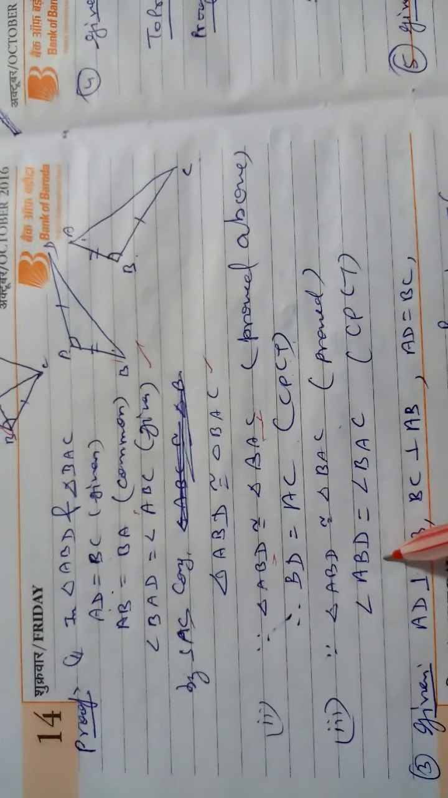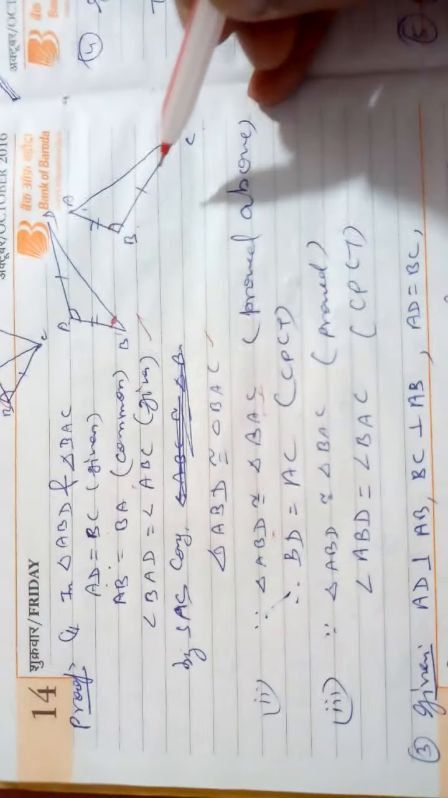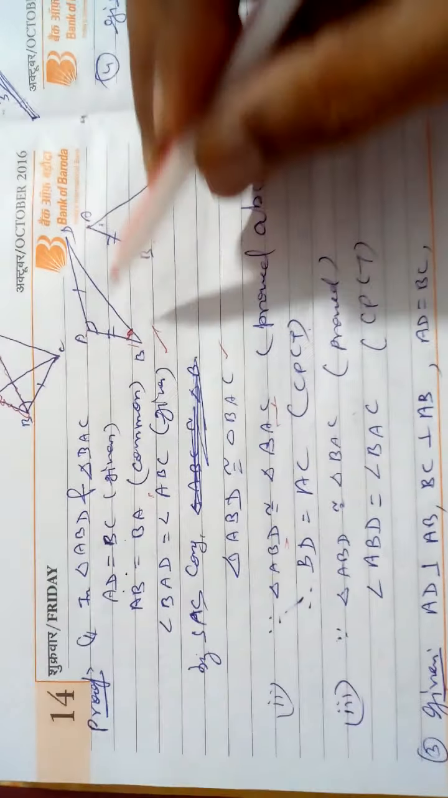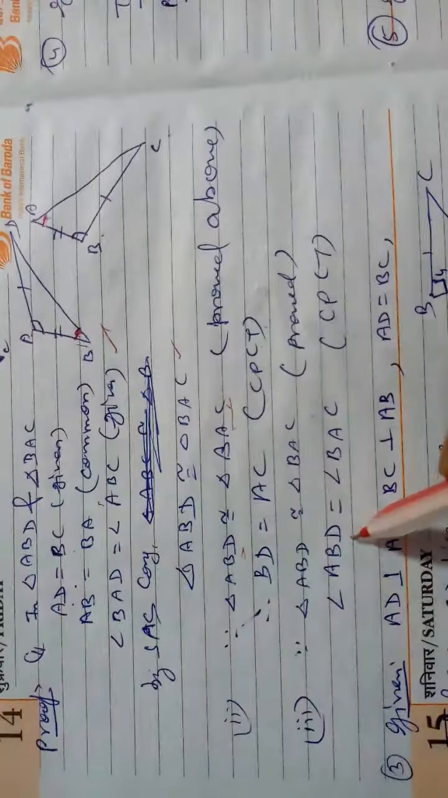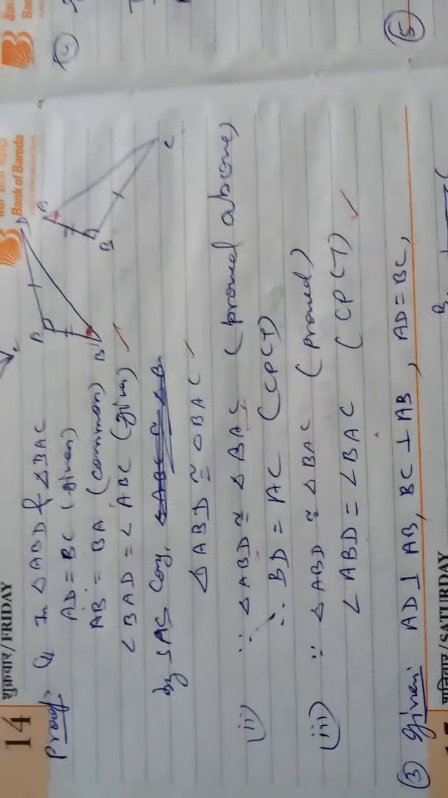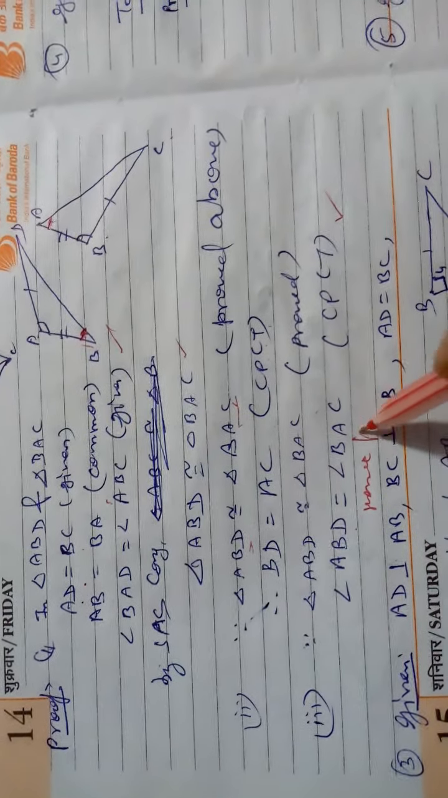And your question is angle ABD. Angle ABD means this angle. This angle is equal to angle BAC, this angle. This angle is equal to this angle. Angle ABD equal to angle BAC by CPCT. And again, hence proved. All the three, hence proved.